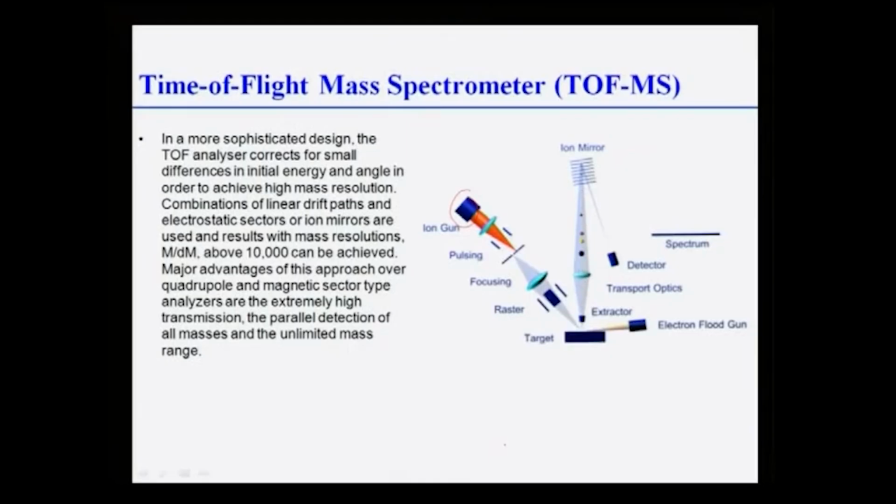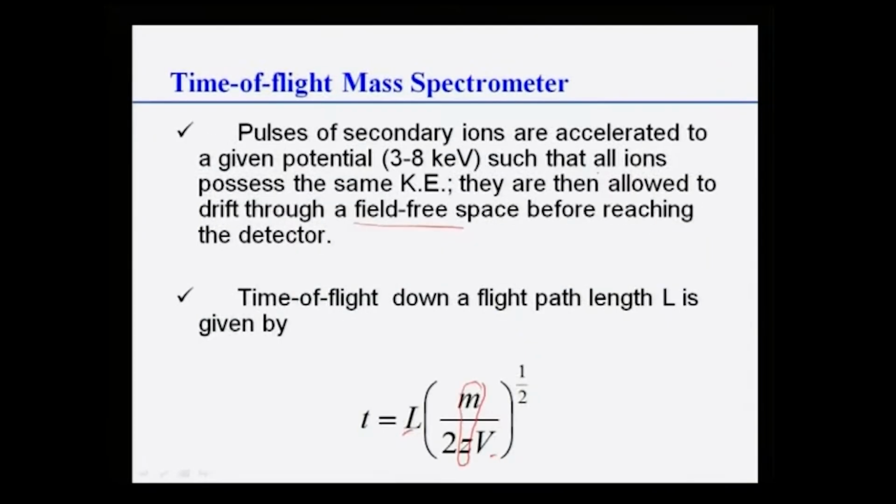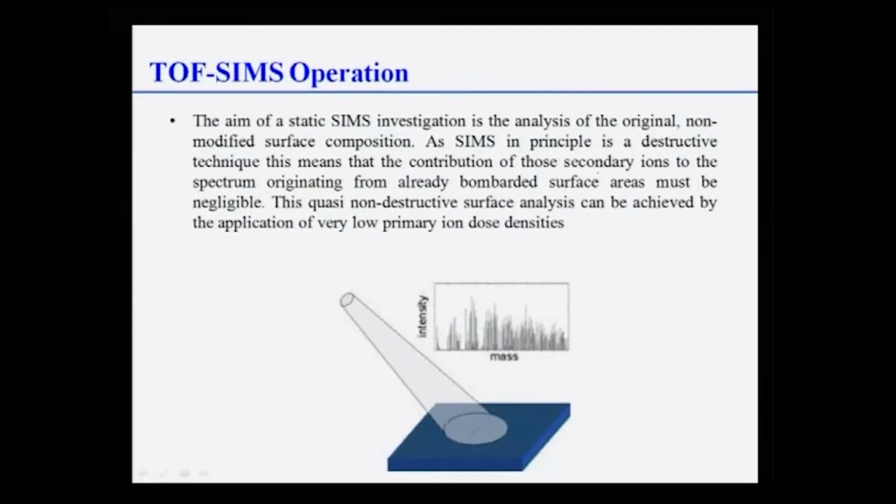Now, if I go back to the previous slide, that is what is done. In the ion mirror, between the extractor and the ion mirror, the secondary ions having the same kinetic energy drift over a path of certain length and get separated out. And then we can plot and get an idea of that. I will show you the plots later. I am going to discuss this in detail when I come to SIMS.